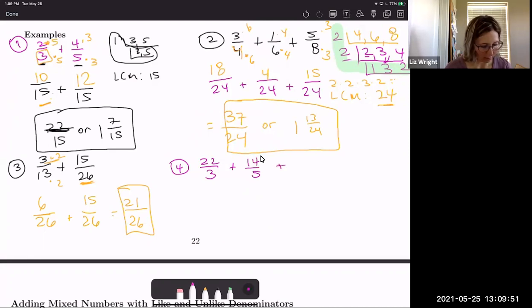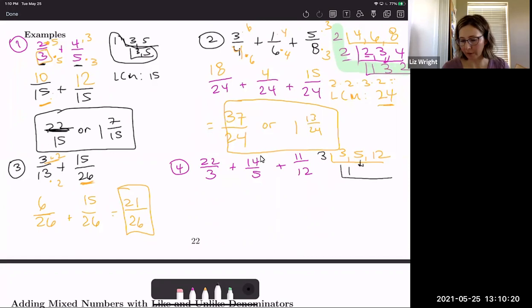plus, let's see, 11/12. Keep losing my place here. Plus 11/12. So let's do the upside down division to figure out what our least common multiple is going to be. And so we've got 3, 5, and 12. And it looks like there's nothing I can take out of all 3, but there is a 3 that I can take out of 3 and 12. So I'm going to take out a 3. So that's going to become a 1. The 5 is just going to drop. And then I've got 12 divided by 3 is going to give me 4.